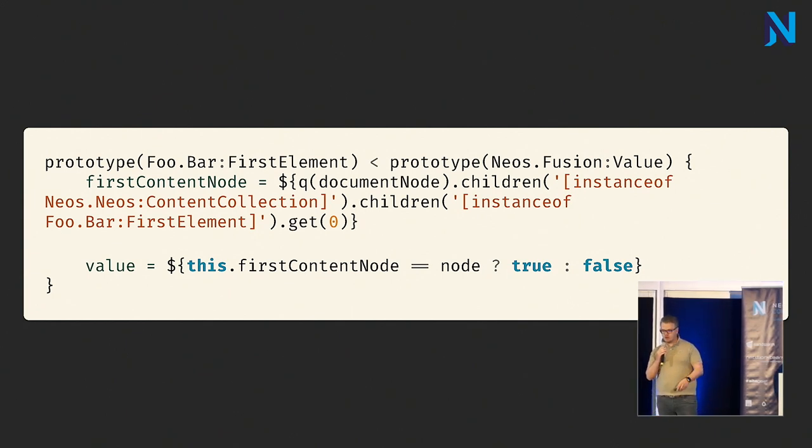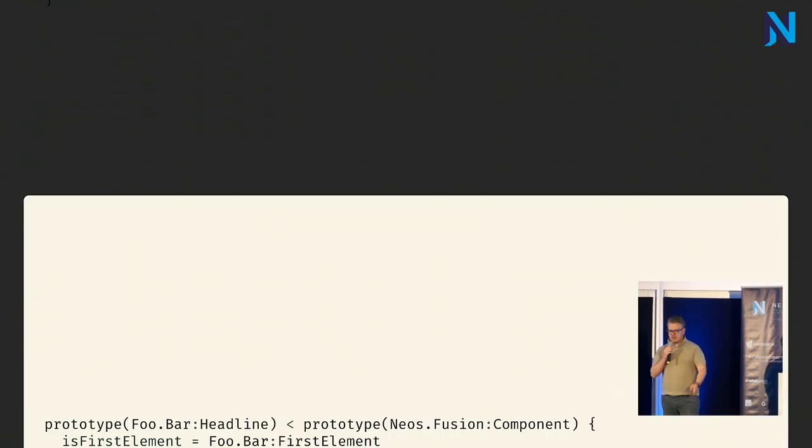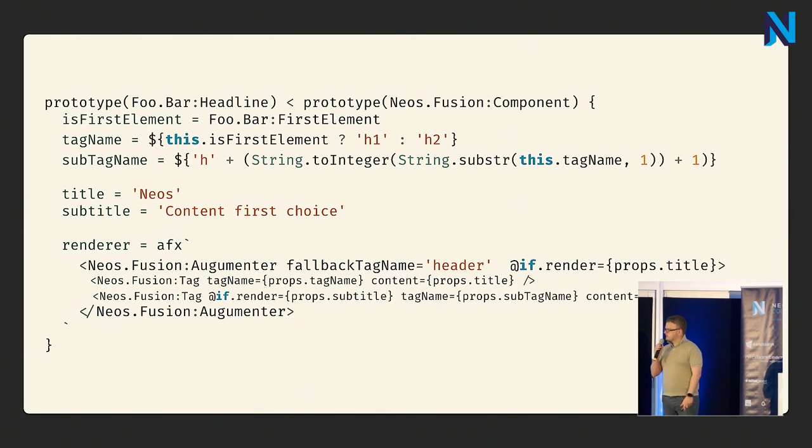With this query you can check if it's the first element. You go to the document node, instance of Neos content collection, then instance of Foobar first element, get zero, and just check: is the node the same as the first content node? If you get true or false, then you know it. And in the headline, like that, you can say, okay, I'm the first element. If I'm the first, I'm getting H1. Otherwise, I'm getting H2. And a subtag name, I can calculate like that. So it gets H2 or H3.